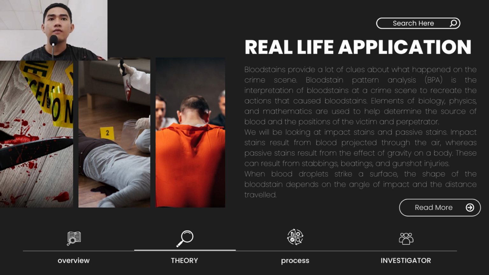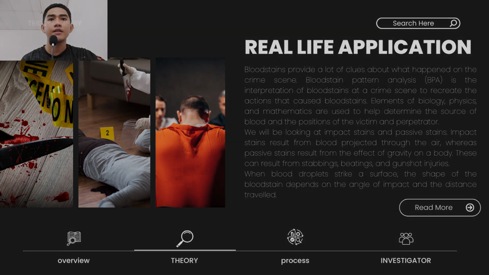Impact stains result from blood projected through the air, whereas passive stains result from the effect of gravity on a body. This can result from stabbing, beating, and gunshot injuries. When blood droplets strike a surface, the shape of the bloodstain depends on the angle of impact and the distance traveled.